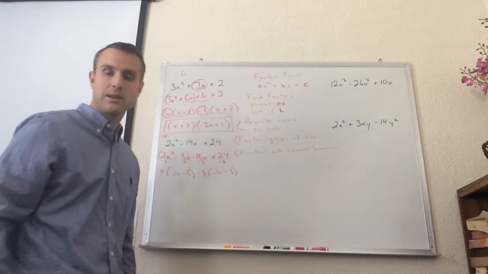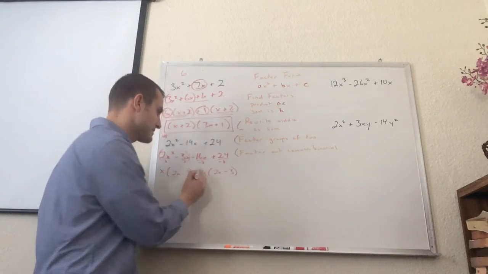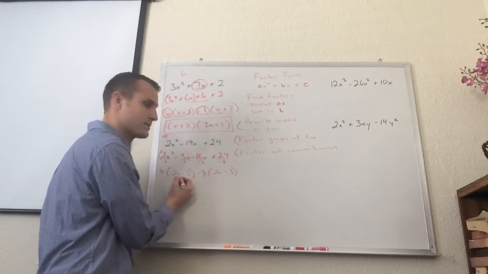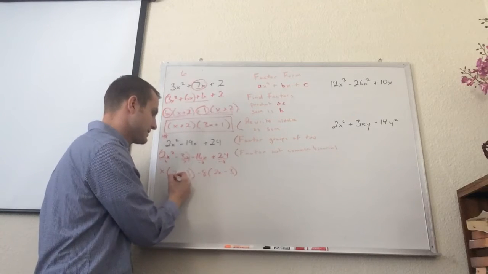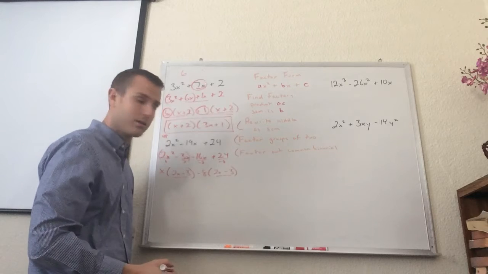3. So again, the reason why I factored out the negative 8 instead of positive 8 is because I want this to be the same as this. Notice now this is the same as this. If it's not, I did it wrong.